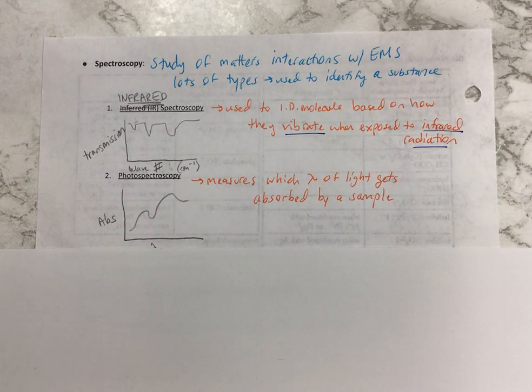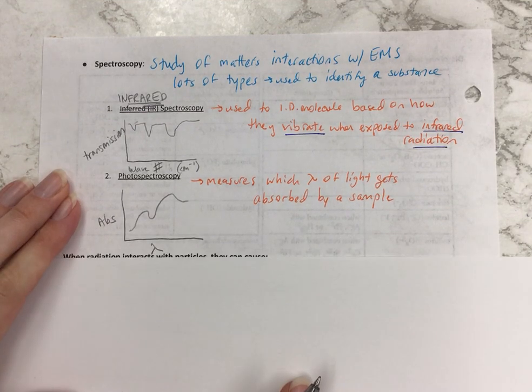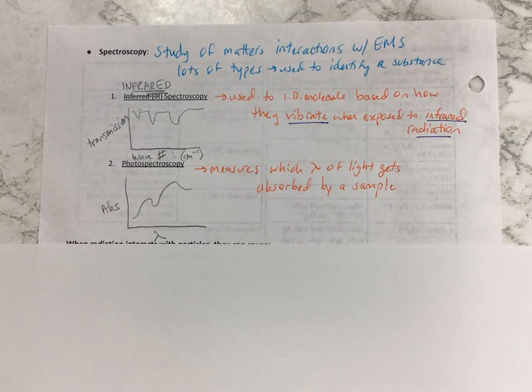Photospectroscopy is measuring which wavelength of light gets absorbed by a sample. So we have wavelength on our x-axis and then absorbance on the y-axis, and that's measuring who's getting absorbed. So in photospectroscopy, we're kind of taking a snapshot of light passing through that sample.